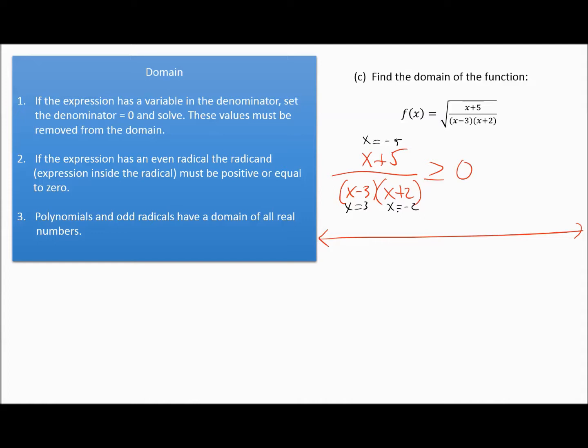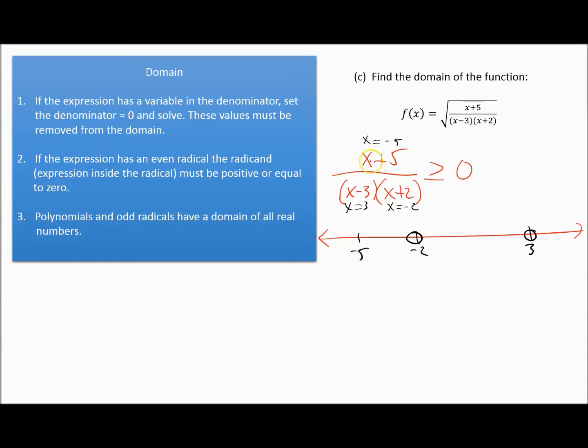Now, all three of these numbers go on the number line in numerical order. So negative 5 must occur first, negative 2 is next, and then positive 3 over here. I'm not worried about the spacing. I know that is not correct spacing. Don't care. I'm just trying to get them on my number line in order. Now, any value that comes from a denominator, so 3 and negative 2, they need to be open circles because we cannot plug those values into my expression, because it's going to give me a 0 in the denominator. Remember, that's big time not allowed.